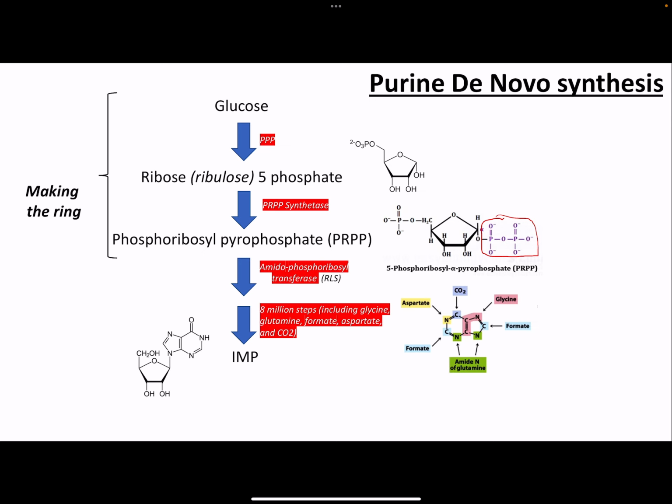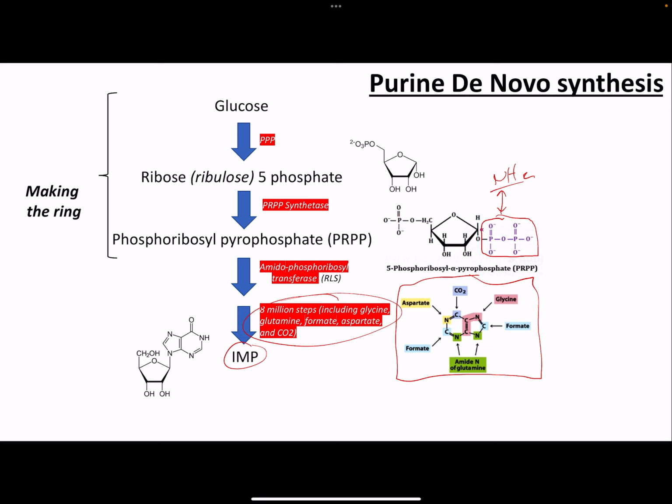Now, the first step after this, amidophosphoribosyl transferase. This is the rate limiting step. Really, all this does is swap this with a nitrogen group. Probably not even that important to know what that is. Maybe I would know that this is the rate limiting step. And then we're doing a whole bunch of other steps. Not important to know. Know that we're putting in things like glycine, glutamine, formate, aspartate, and you can actually trace these to see where they end up in the purine. At the end of all of this, we're going to have inosine monophosphate.